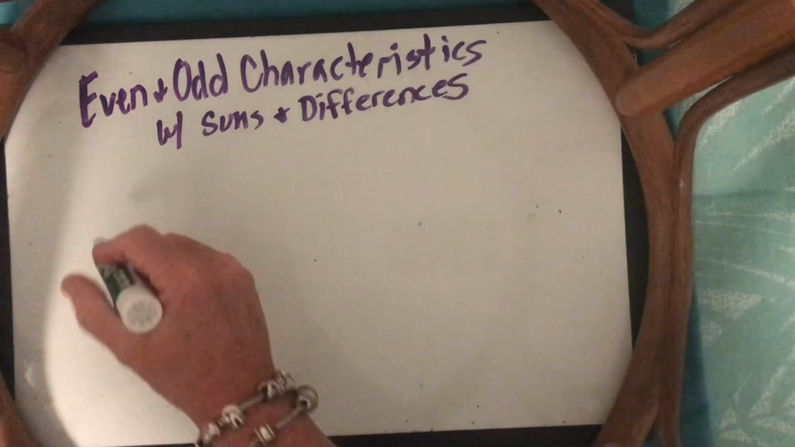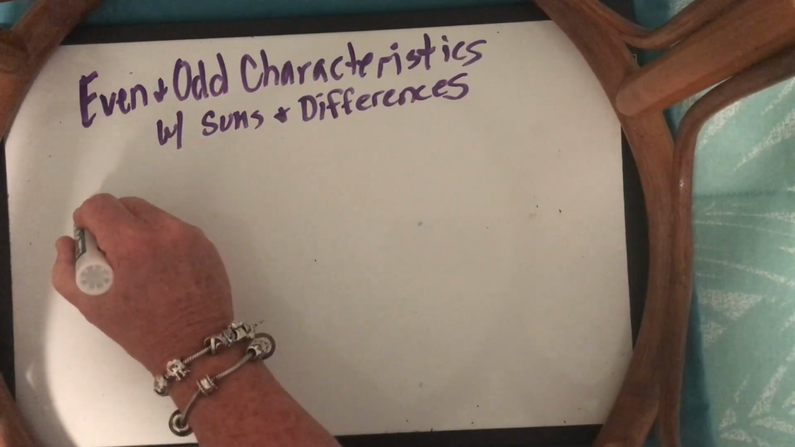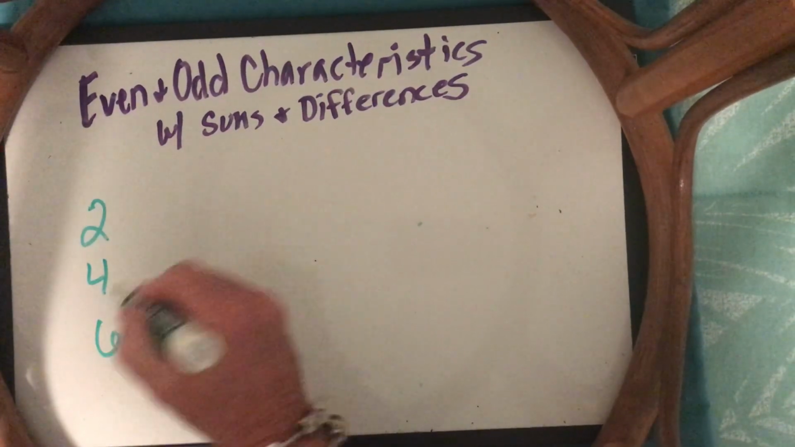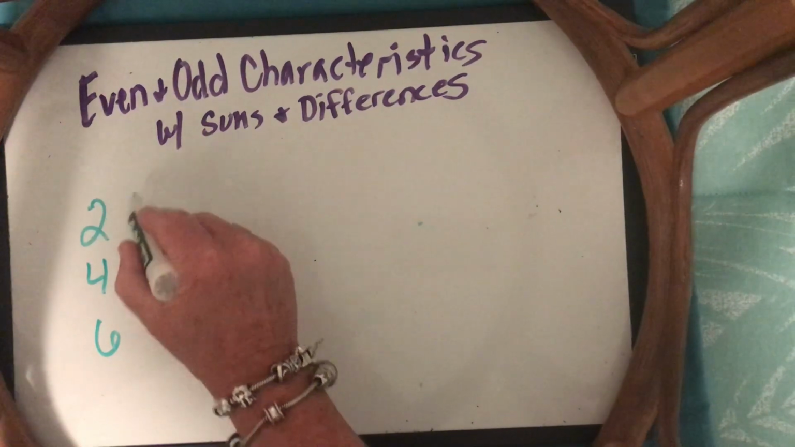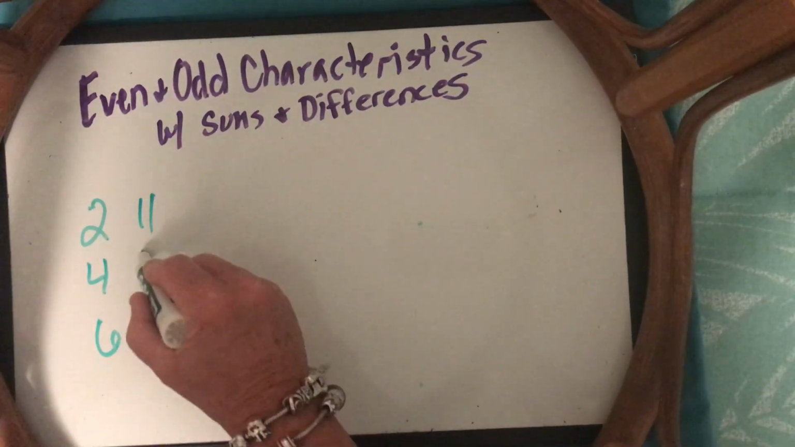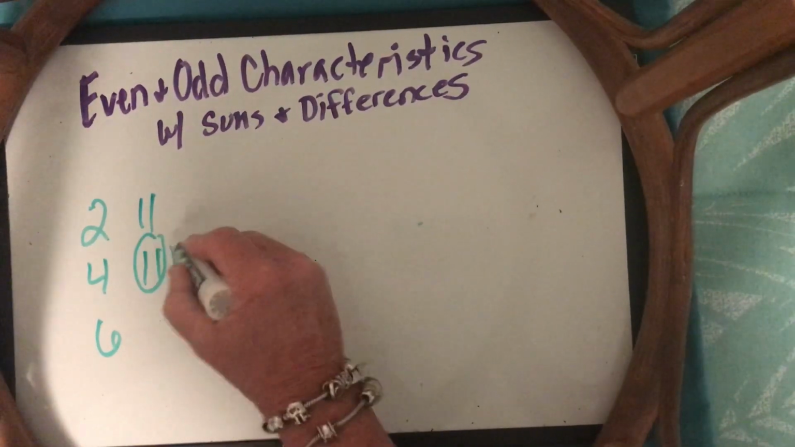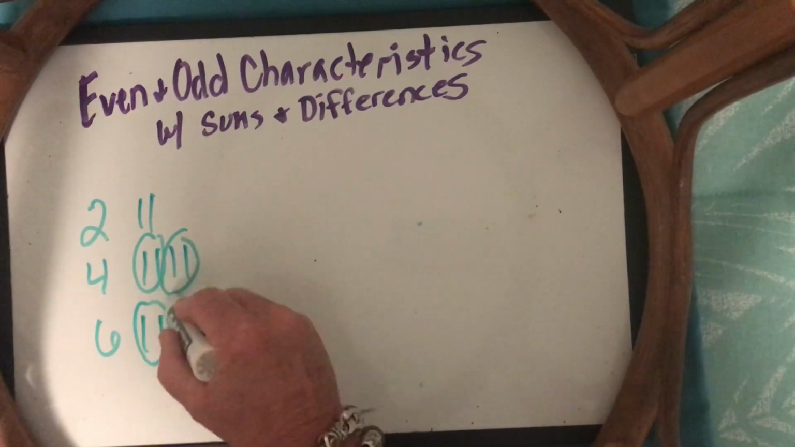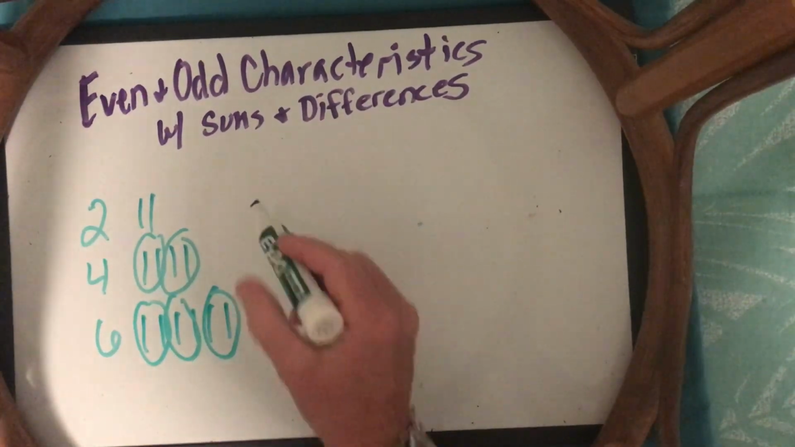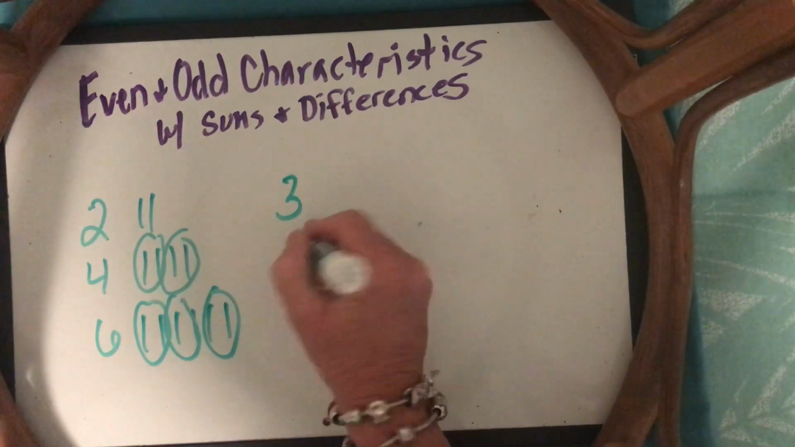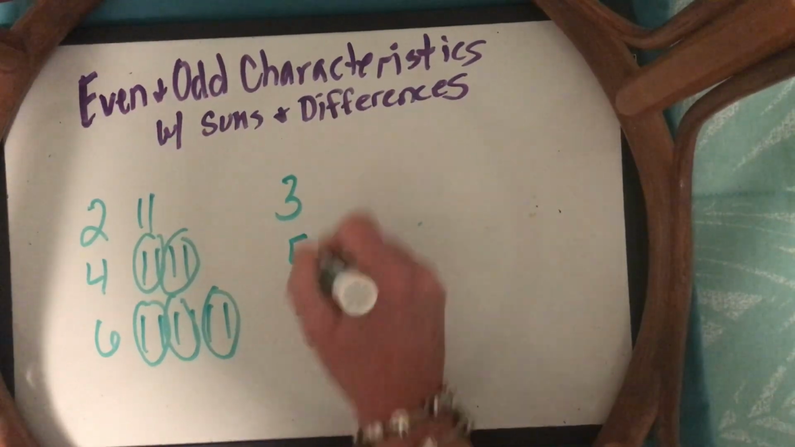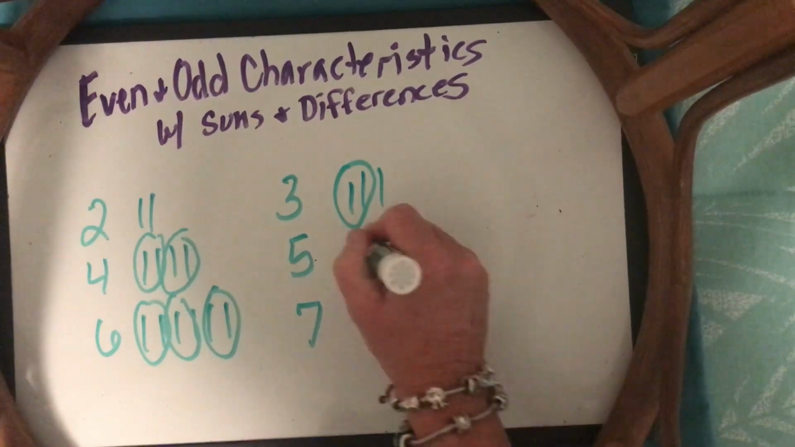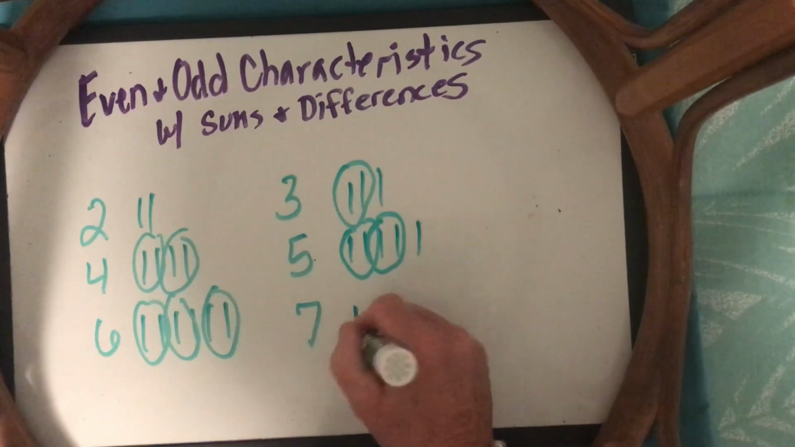Okay, an even number is a number where everyone in that number always has a partner. So for 2, you have 2 people, they each have a partner. For 4, you have 4 people, they each have a partner. 6, they each have a partner. When you have odd numbers, 3, 5, 7, there's always one person left without a partner.